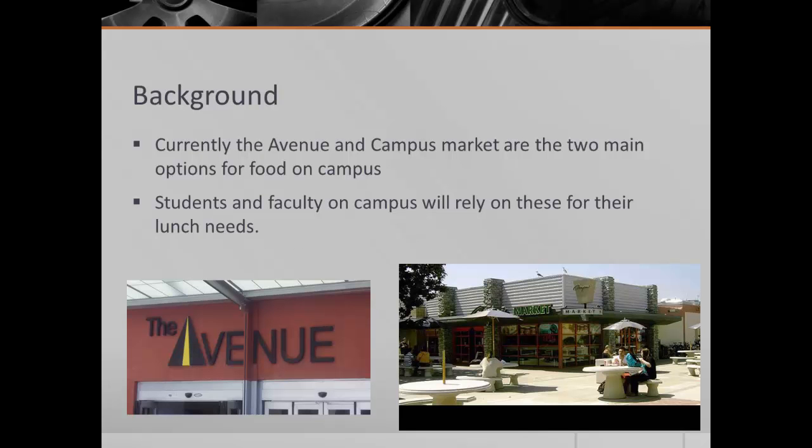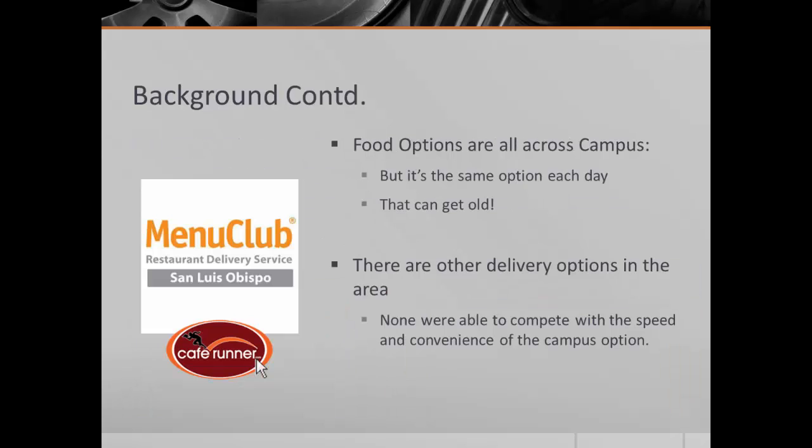The background behind my project is that currently the Avenue and Campus Market are the only two main options for food on campus. Students and faculty will rely solely on those for their lunch and dinner needs. While Campus Market and the Avenue are the two main options for students on campus, they offer the same food each and every day. That can get kind of old.